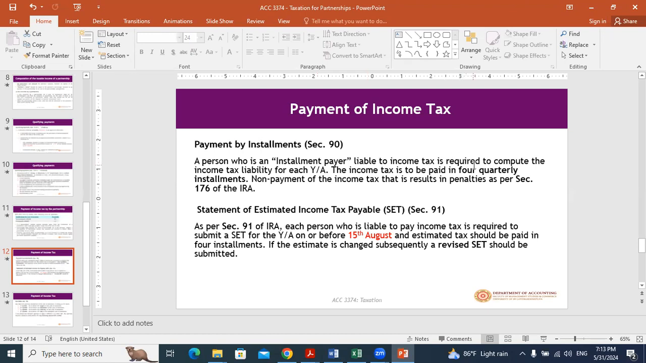Liable to pay income tax, required to compute the income tax liability for the year of assessment. The income tax is to be paid in 4 quarterly installments. So these were discussed. Non-payment of the income tax attracts penalties as per section 76.